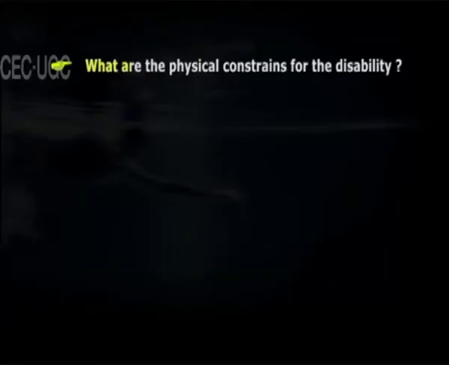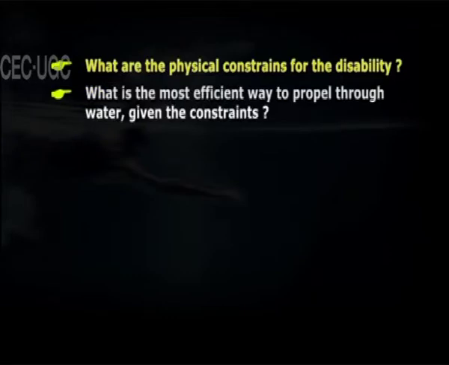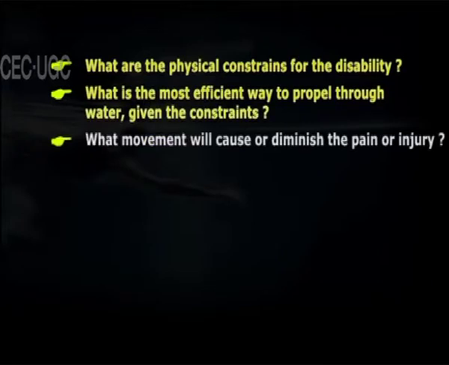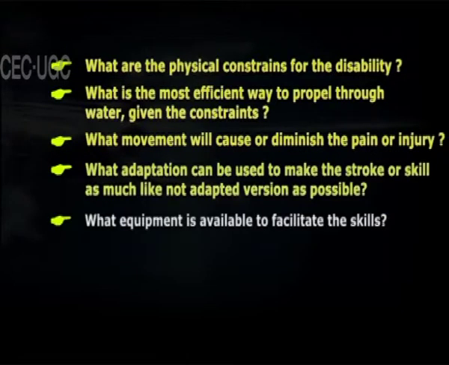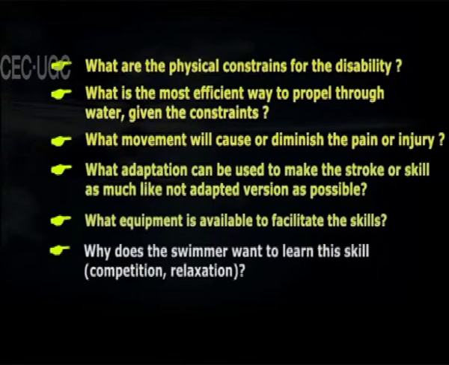Important considerations in adapting strokes include the following points. Number one, what are the physical constraints for the disability? Next point, what is the most efficient way to propel through water given the constraints? Number three, what movement will cause or diminish the pain or injury? Fourth point, what adaptation can be used to make the stroke or skill as much like the non-adapted version as possible? Next, number five, what equipment is available to facilitate the skills? Next, number six, why does the swimmer want to learn this skill? Competition purpose or relaxation purpose?